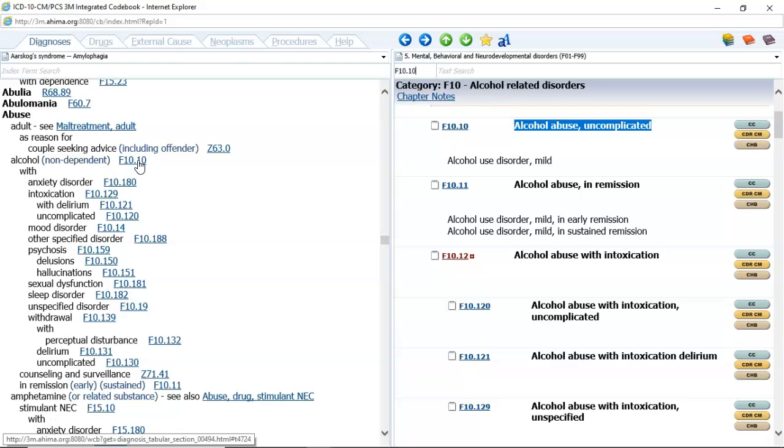And these are codes that are only assigned based on provider documentation if they meet the definition of a reportable diagnosis. The codes are only used when the psychoactive substance use is associated with a mental or behavioral disorder, and a relationship is documented. So let's look at some of these specific codes.